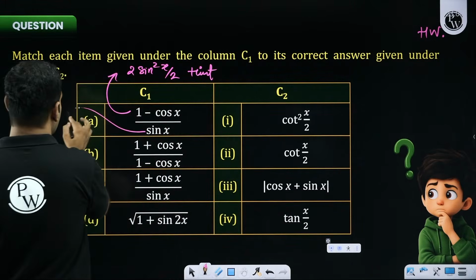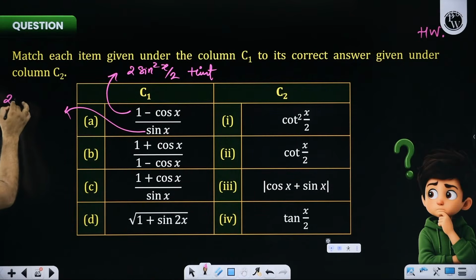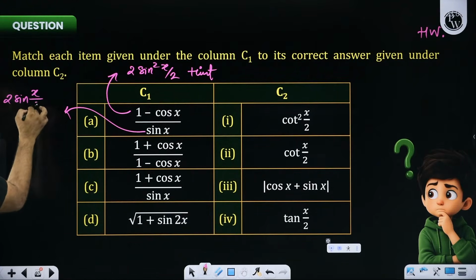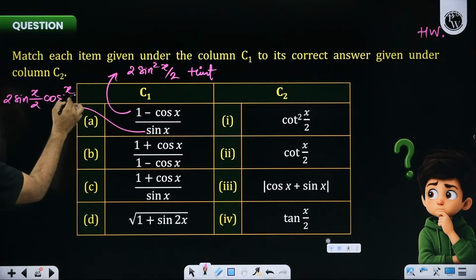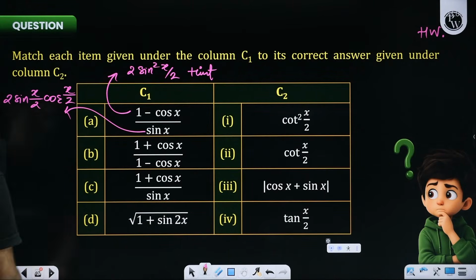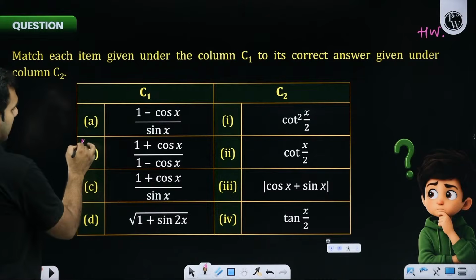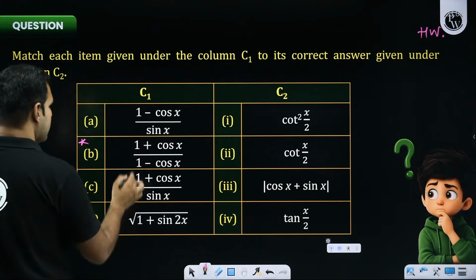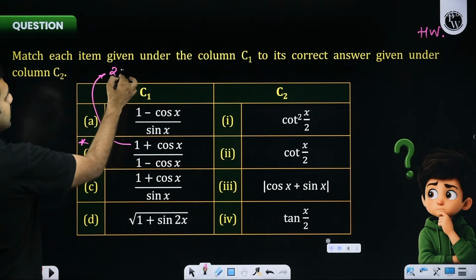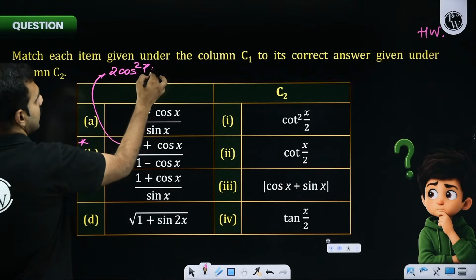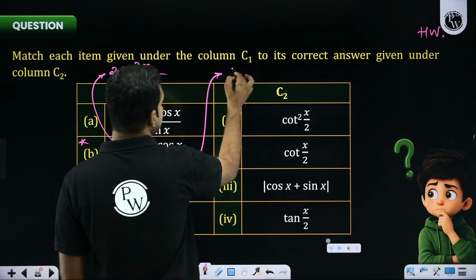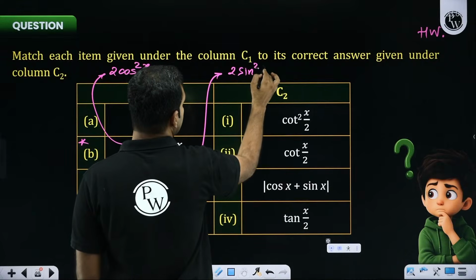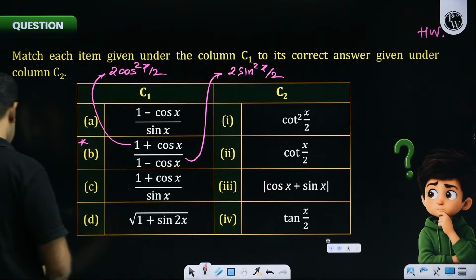Can you give one more hint? Okay. For sine x, do you remember it is 2 sine x by 2 cos x by 2. Trust me, you will get the answer. For the second one, 1 plus cos x, 1 minus cos x. Again, same hint. 1 plus cos x is 2 cos square x by 2. 1 minus cos x is 2 sine square x by 2. Just apply it, you will get the answer.